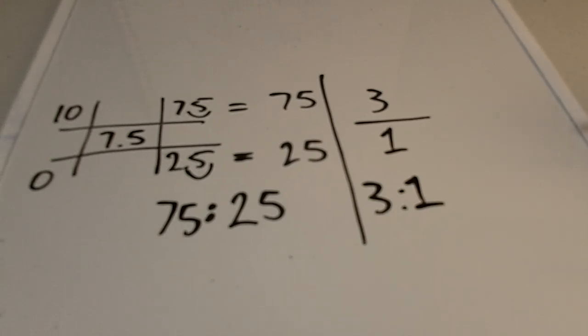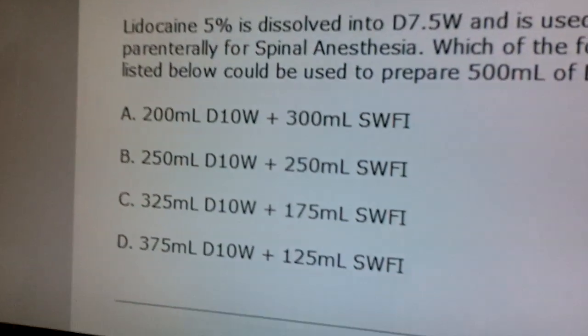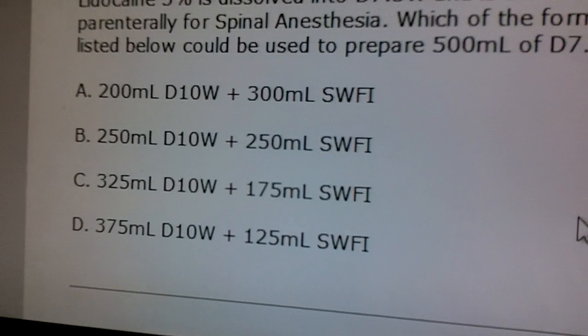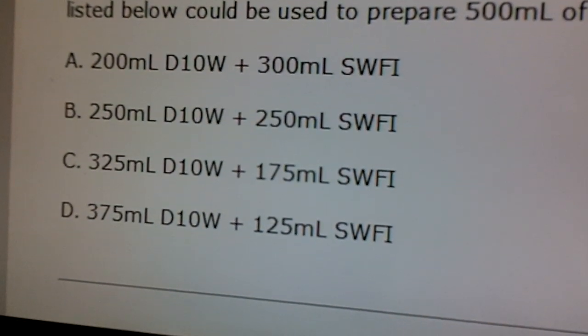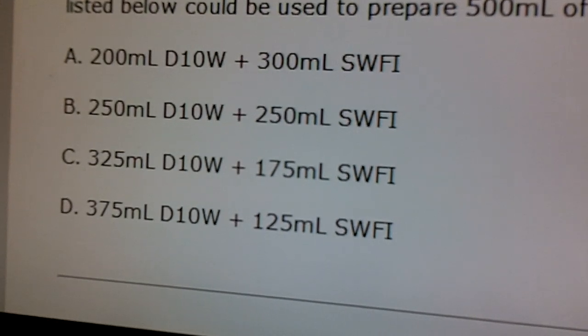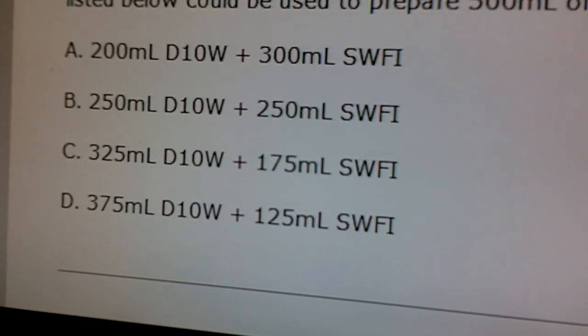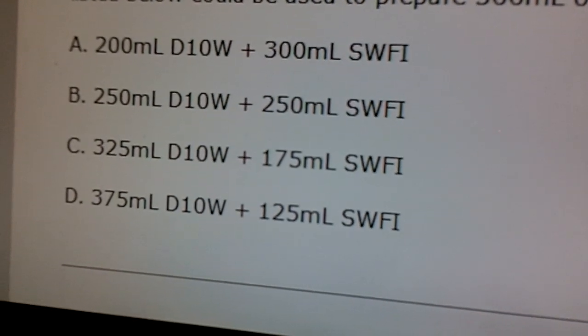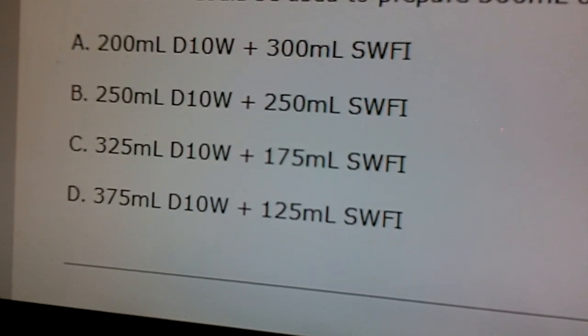Okay, so now if I look at the available answers and I just look for a 3:1 ratio, then I'll know I'll have the right answer. So if we look at A is definitely not a 3:1 ratio, and B is a 1:1 ratio. C is a little closer to a 3:1 ratio, but it's not. If you'd work it out in your calculator, you'd see that it's not. But D, just by looking at it, hopefully you can see that that's a 3:1 ratio.